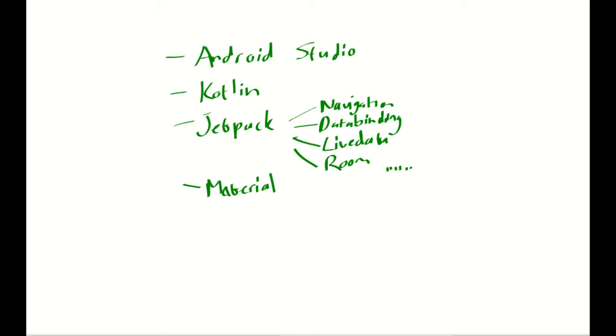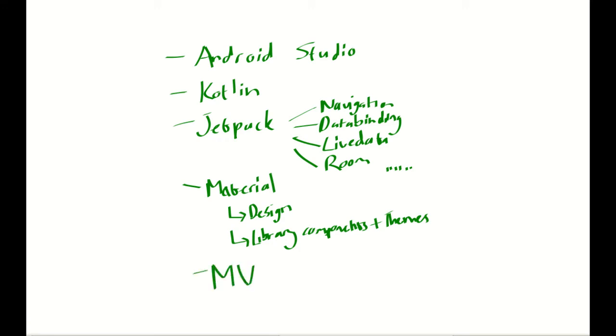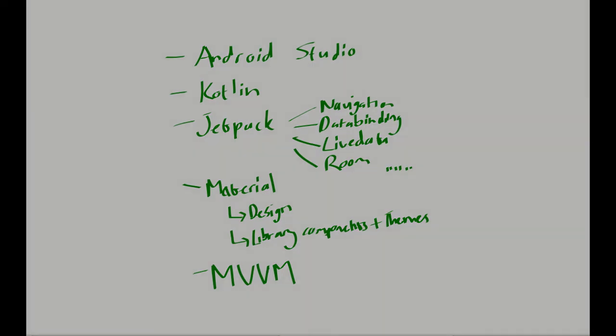And then we're also going to be using Material, both in terms of the design paradigm, but also the material components actually provided within the Android libraries. There are material themes and stuff like that you can use directly. And the architecture that we'll be using is the one I showed you with the view model and all that, and that's called MVVM, or Model View ViewModel. So that's what we're going to be using.